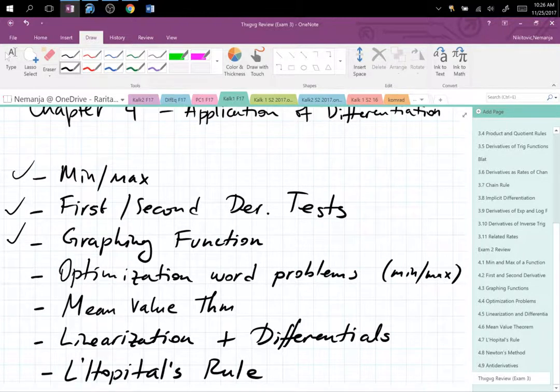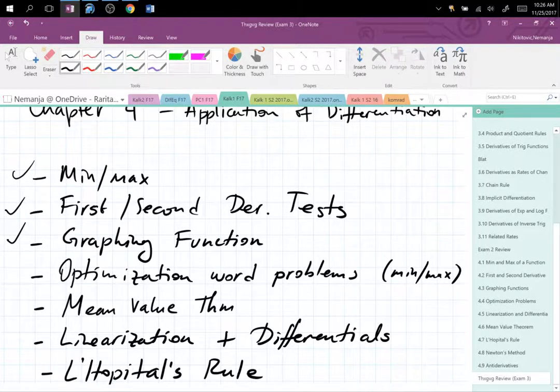So for graphing functions, we haven't learned anything new. You took x and y intercepts, which is algebra, domain, which is pre-calculus, asymptotes, which is Calc1, chapter 2, and first and second derivative tests. You took all of those concepts and made a shopping list of things that you have to find. And once you have those, you graph the function by hand.